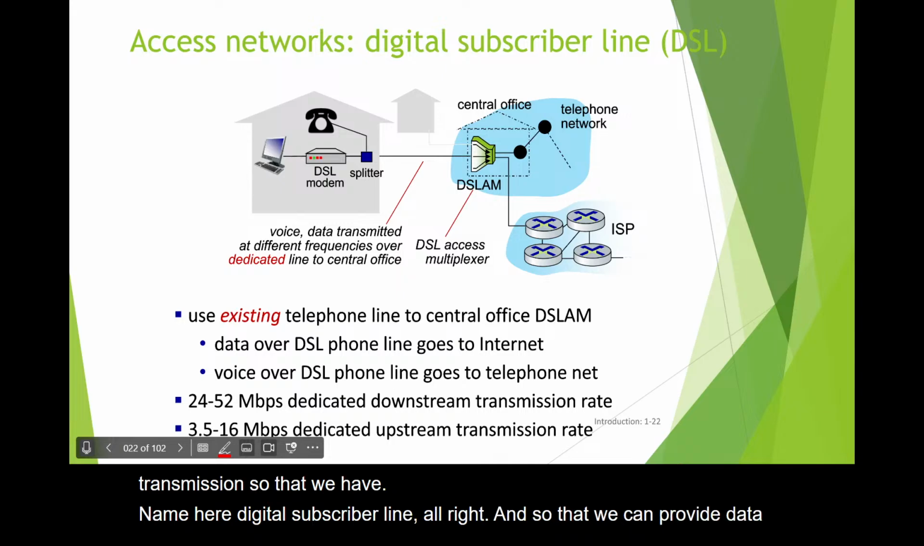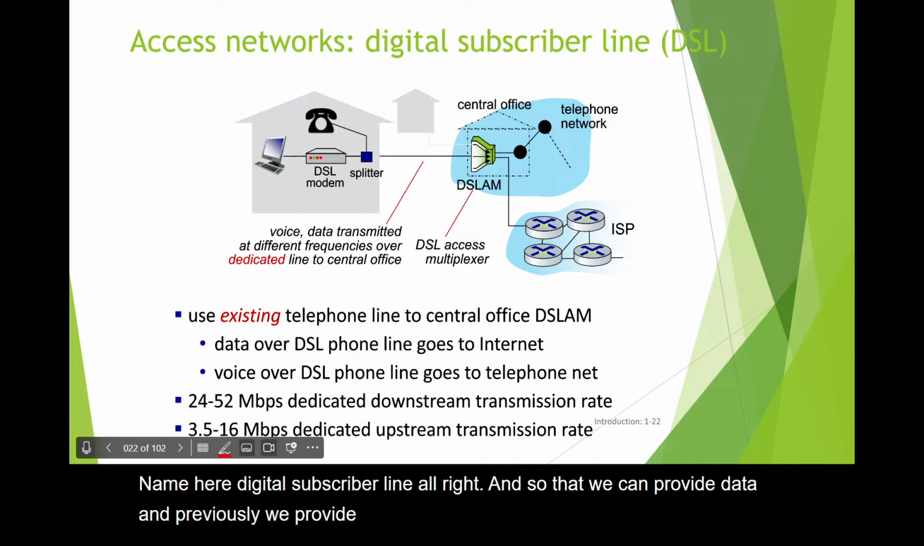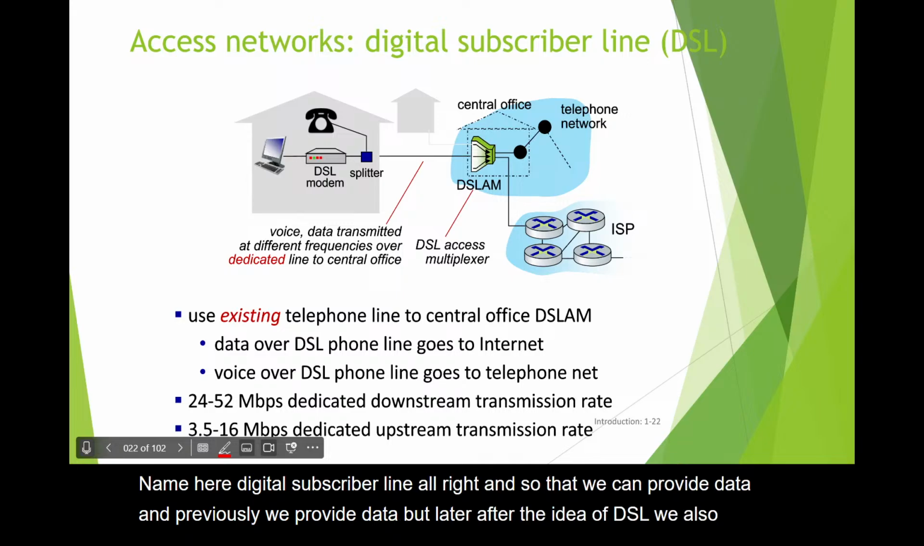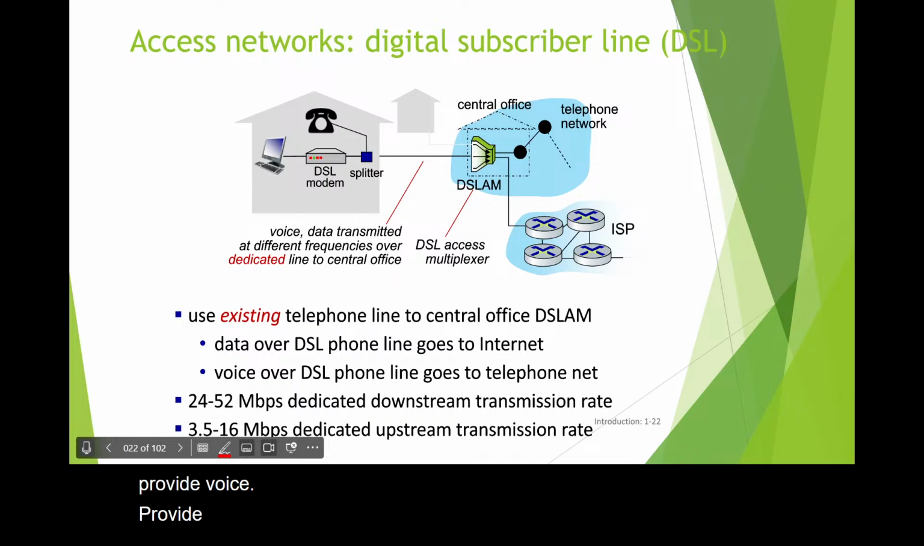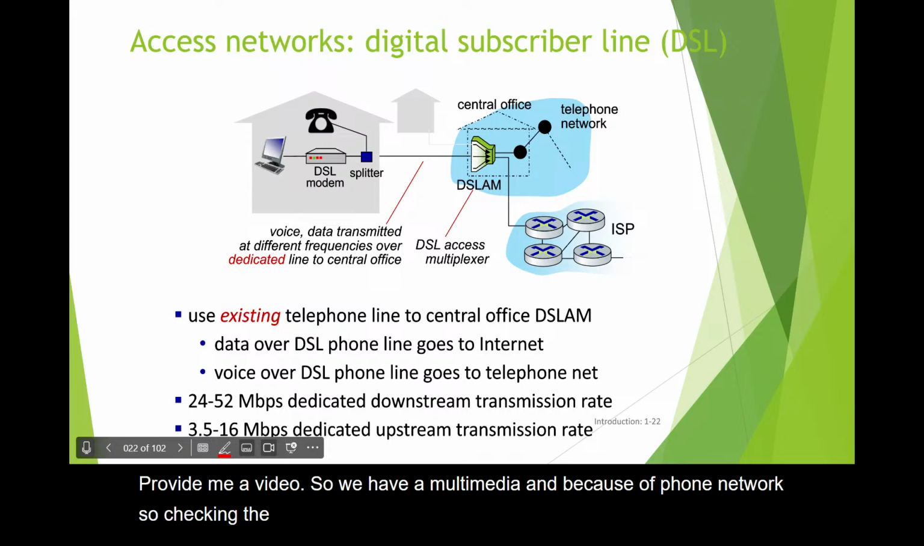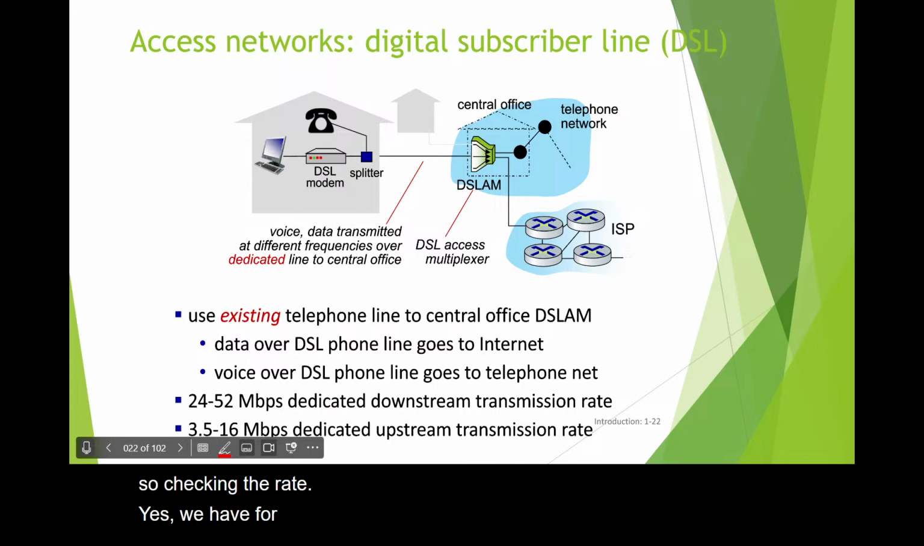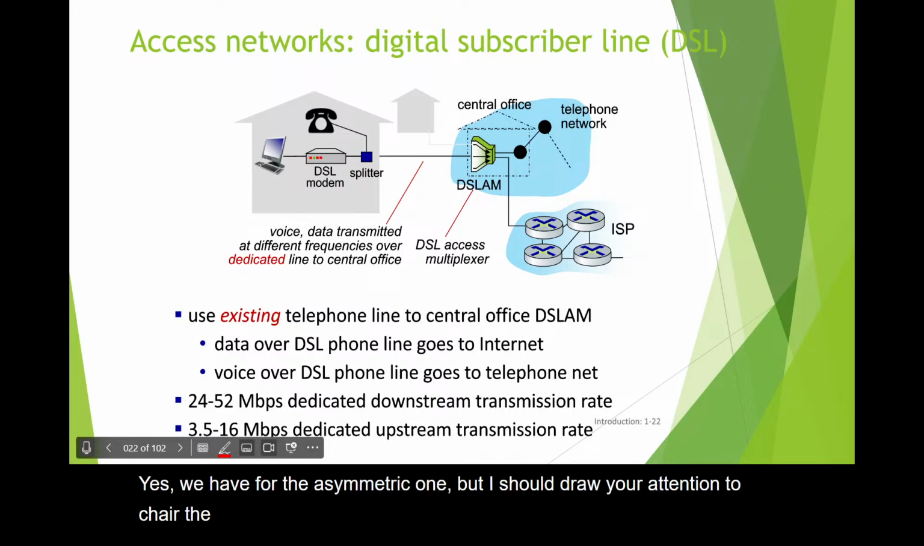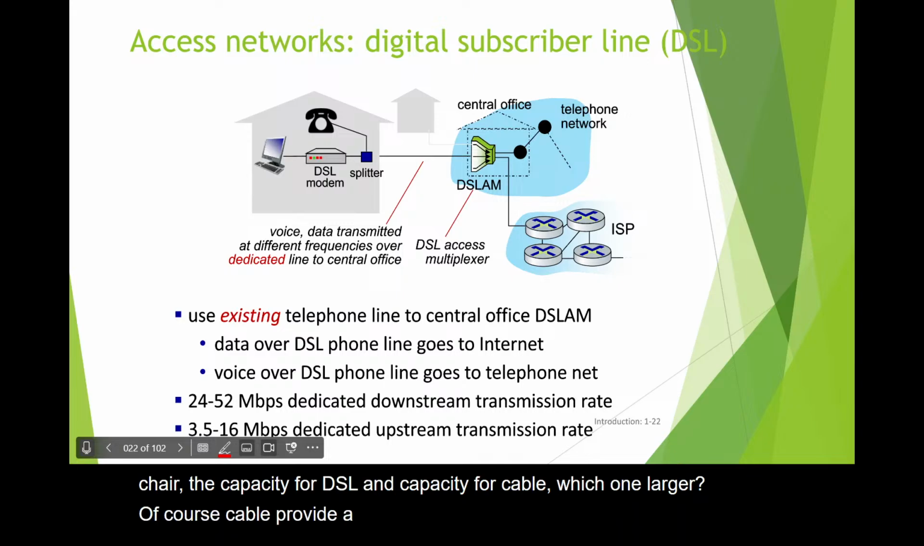And previously we provided data, but later, after the idea of DSL, we also provide voice and video, so we have multimedia. And because of the phone network, checking the rate, yes, we have the asymmetric one, but I should draw your attention to check the capacity for DSL and capacity for cable. Which one is larger? Of course, cable provides a larger capacity, but DSL actually a smaller one.